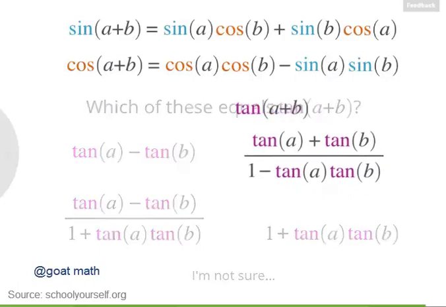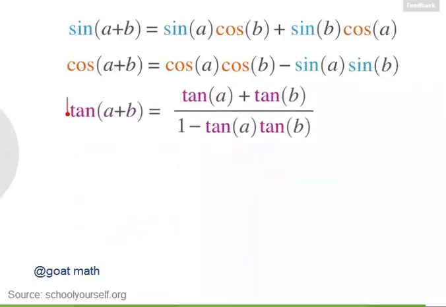Very nicely done. So for any angles A and B, the tangent of A plus B equals the tangent of A plus the tangent of B over 1 minus tan A tan B. So congrats! You found the trig identities for the sine, cosine, and tangent of the sum of two angles.